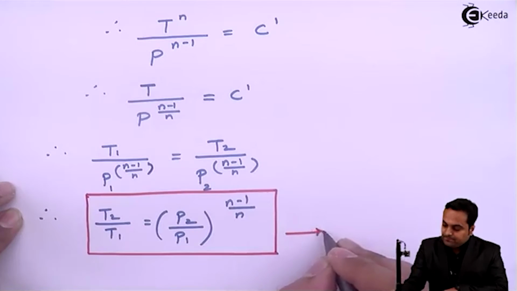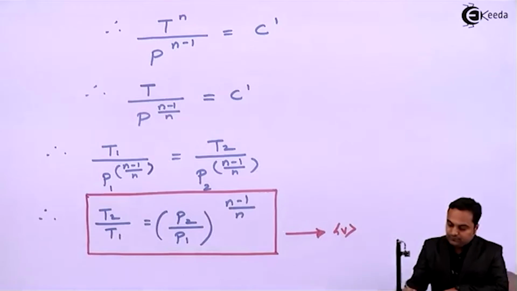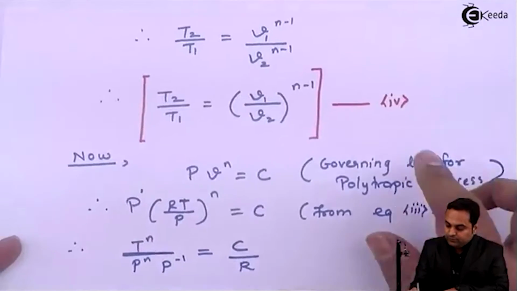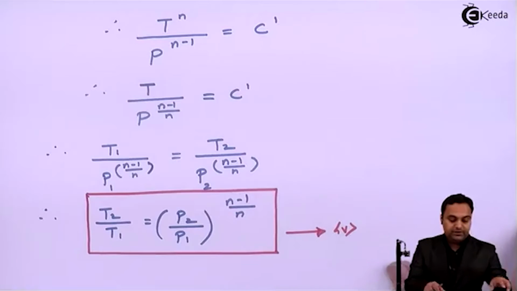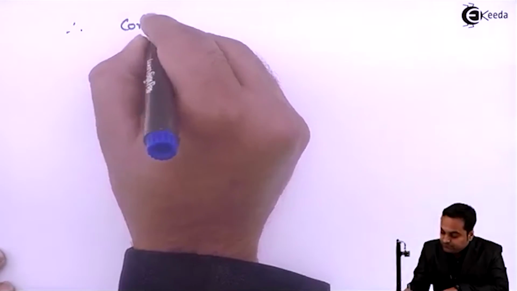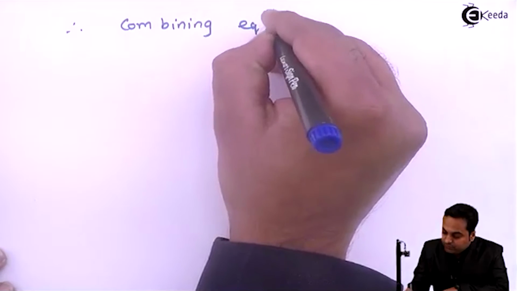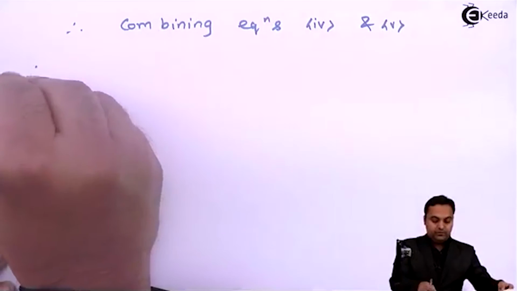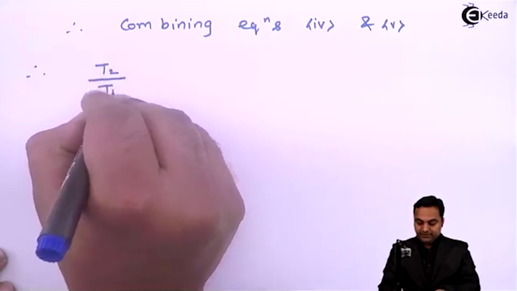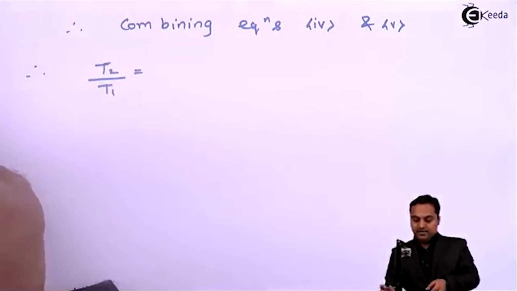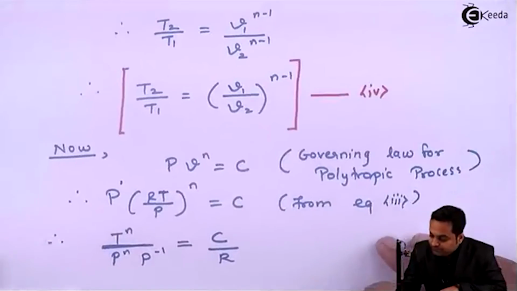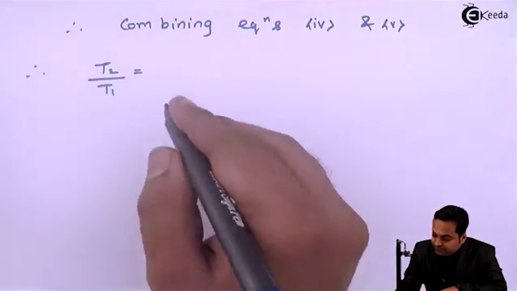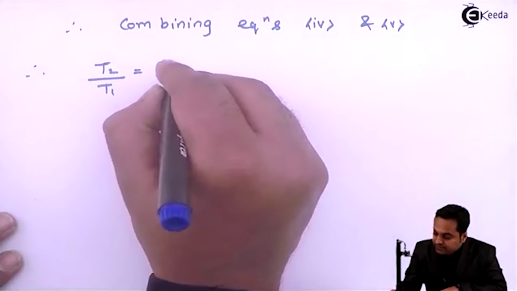Equations 4 and 5, we have T2 upon T1 is equal to, in equation 4 it was V1 by V2 raised to n minus 1, so it is equal to V1 upon V2 raised to n minus 1 is equal to, in equation 5 T2 by T1 was P2 by P1 raised to n minus 1 by n, so it is equal to P2 by P1 raised to n minus 1 upon n.